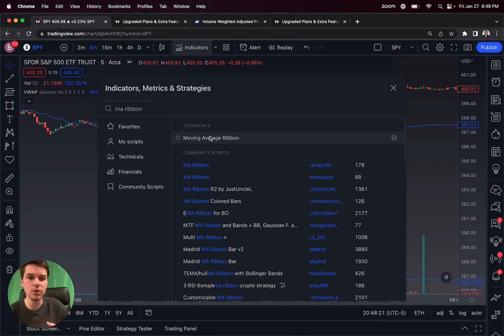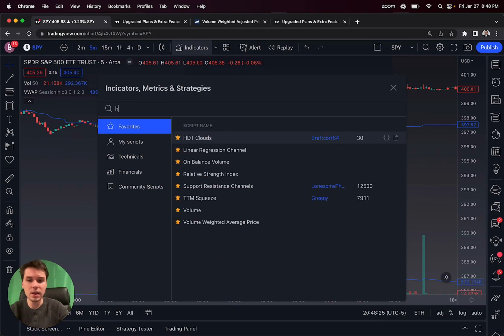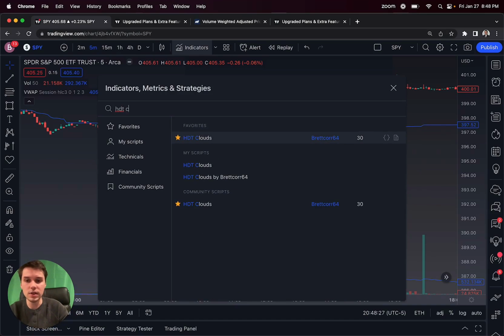I, however, like to use the clouds, right? So I use moving average clouds. And what that is, search HTT clouds. I'm going to enable it. That's the one that I use.